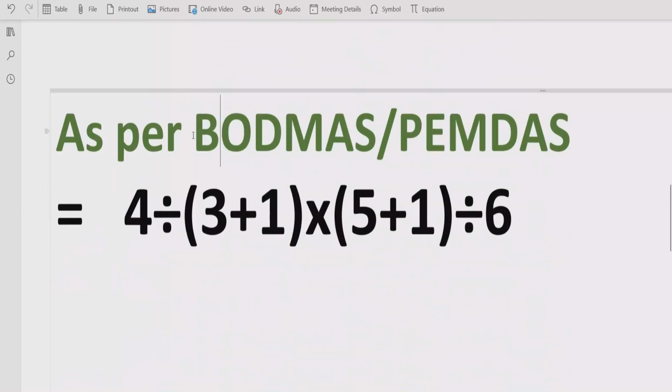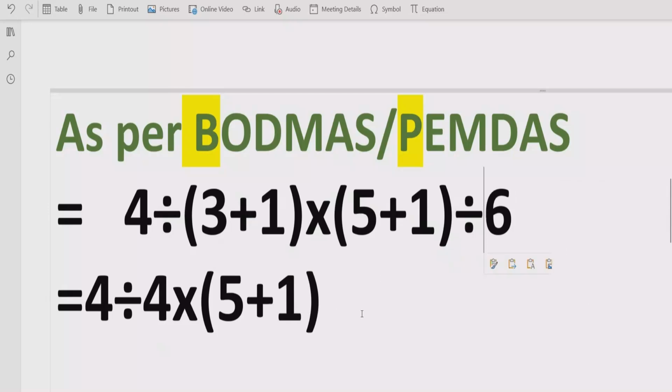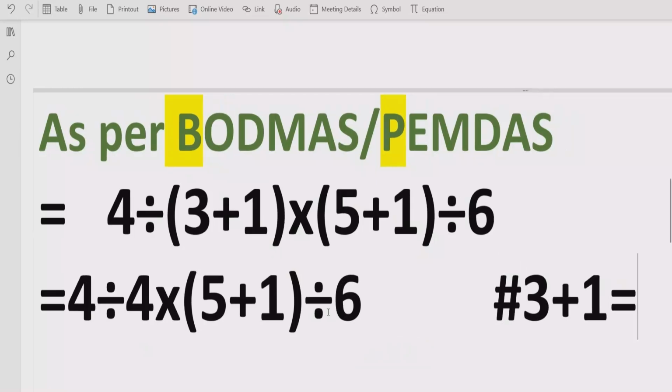So according to the BODMAS and PEMDAS rule, first of all, we have to solve the bracket or parenthesis. We have here two brackets. One is this one, 3 plus 1, and the other one is 5 plus 1. So we write 4 divided by (3 plus 1) equals 4 multiplied by (5 plus 1) and divided by 6. Here we have to write as it is. And here we have to give the reference 3 plus 1 equals 4.